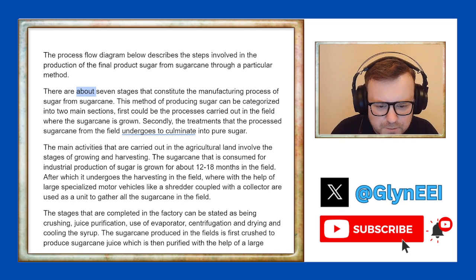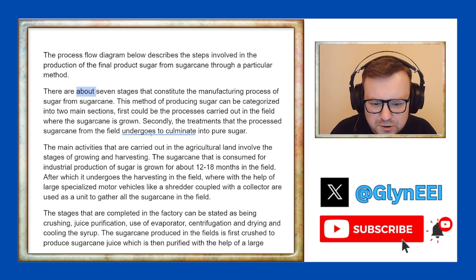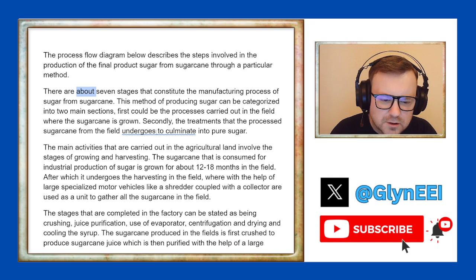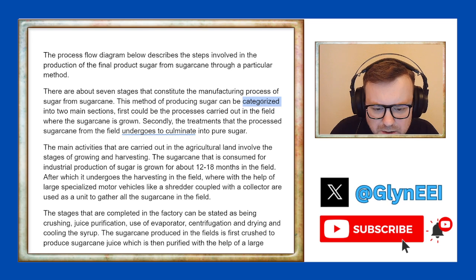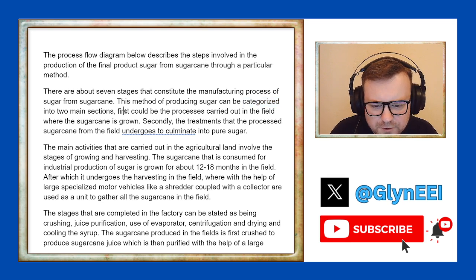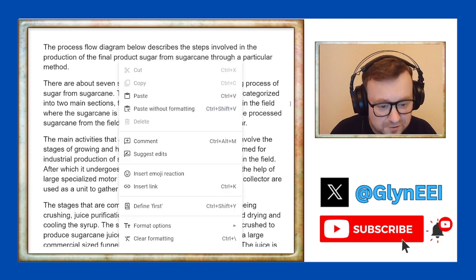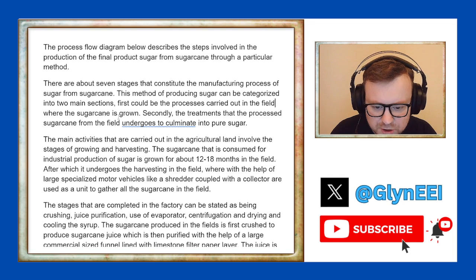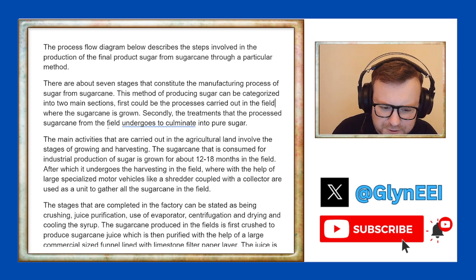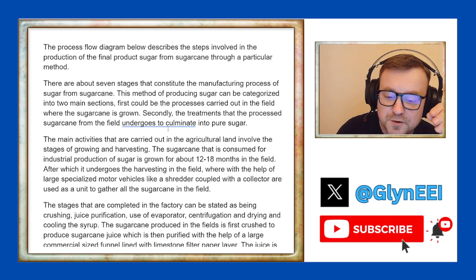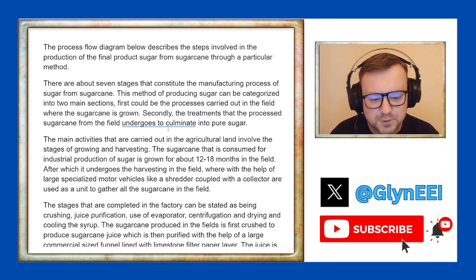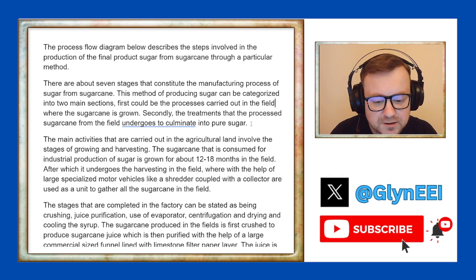Okay. This method of producing sugar can be categorized into 2 main sections. Categorize, I guess you could categorize them. Divided, maybe. First could be the process is carried out in the field. Good, I like that. Where the sugarcane is grown. Secondly, the treatments that the processed sugarcane from the field undergoes to culminate into pure sugar. Okay, very complex sentence, but that does work. It does make sense.